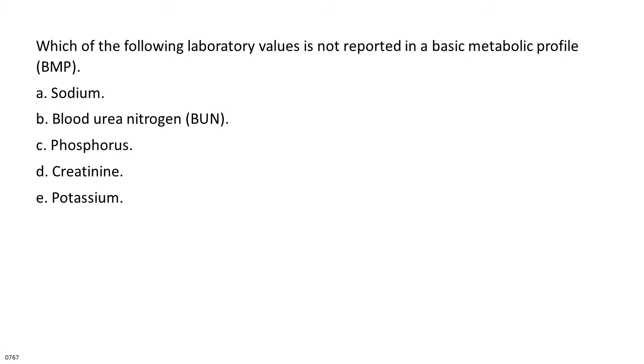Which of the following laboratory values is not reported in a basic metabolic profile, BMP? A. Sodium. B. Blood urea nitrogen, BUN. C. Phosphorus. D. Creatinine. E. Potassium.